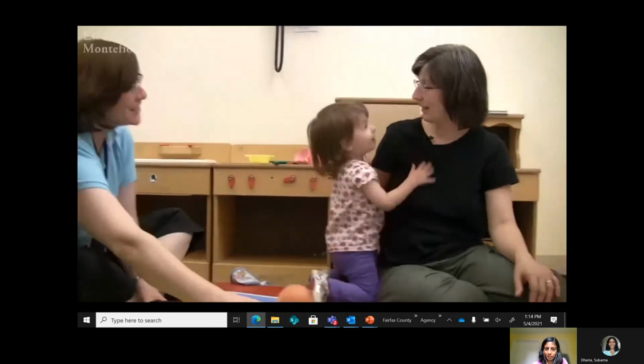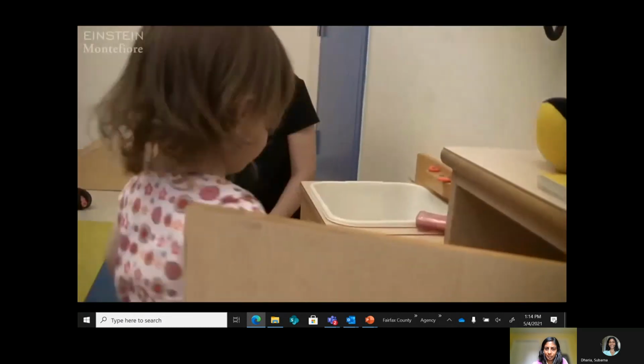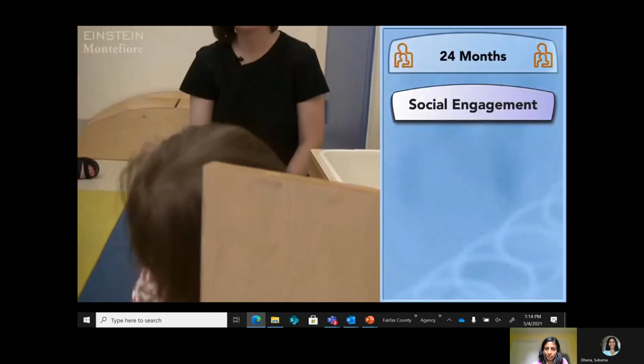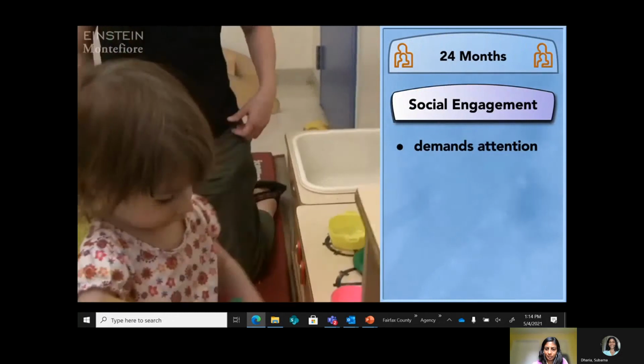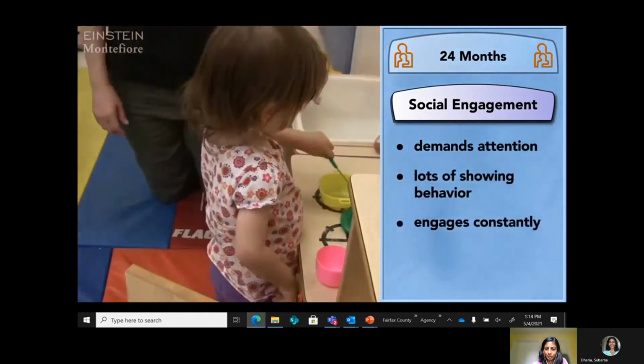The 24-month-old is a social sophisticate. She is a ham. She wants your attention and she knows how to get it. Where's the city? At the park. At the park. This child's social engagement is demonstrated in that forum. She's wanting to show you everything, engage you constantly, all the time.